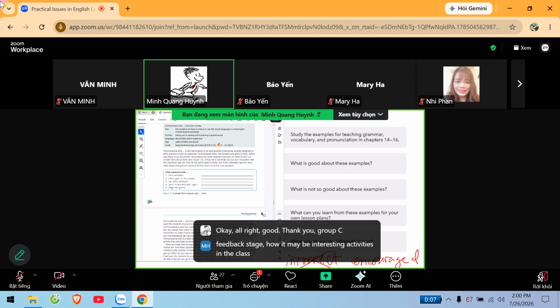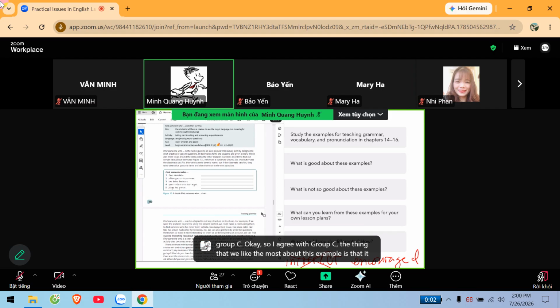Right. Here we see another interesting example from Group C. Okay. So I agree with Group C. The thing that we like the most about this example is that it turns something from a repetition drill into something communicative, right? So instead of just repeating after the teacher, the students get to practice the structure by a communicative activity. You add an information gap element into it, and then they have to find the people in here, right? So the analysis of Group C shows us why this activity is interesting and useful for beginners or elementary level students, right?